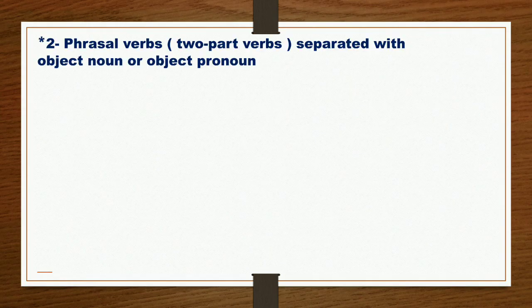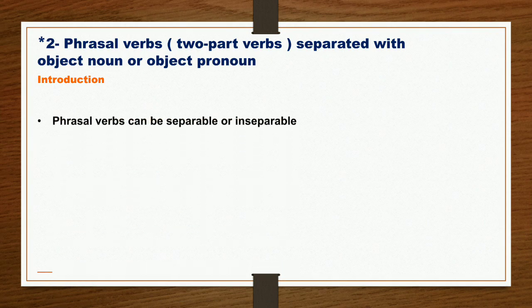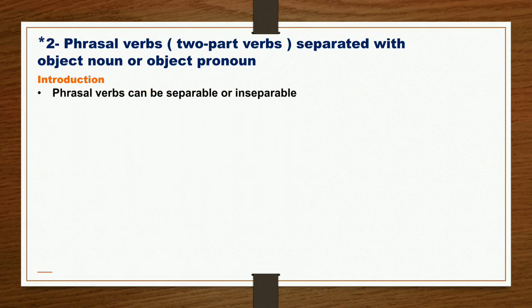Now let's go to part 2, phrasal verbs separated with object noun or object pronoun. سنتعرف الآن إلى الأفعال المركبة منفصلة إما بمفعول به اسم أو مفعول به ضمير. Let's see. Phrasal verbs can be separable or inseparable. يمكن أن تأتي الأفعال المركبة منفصلة أو غير منفصلة.